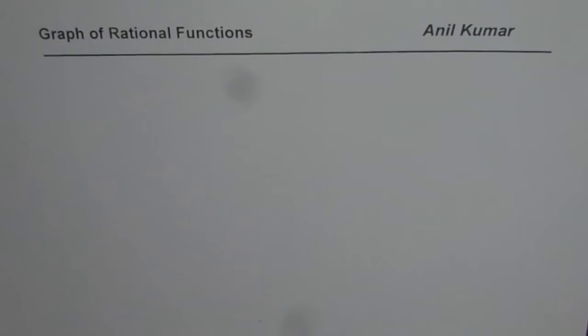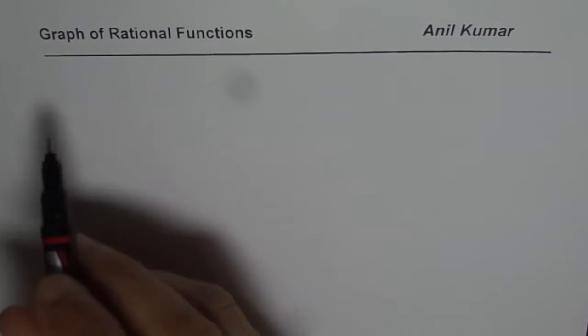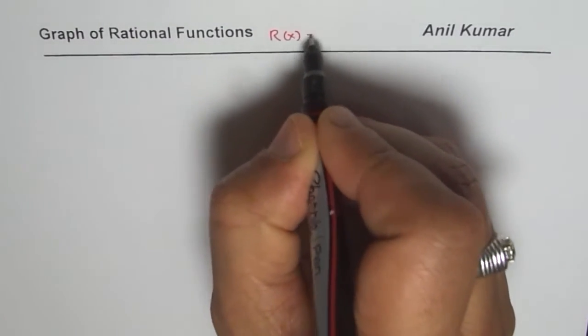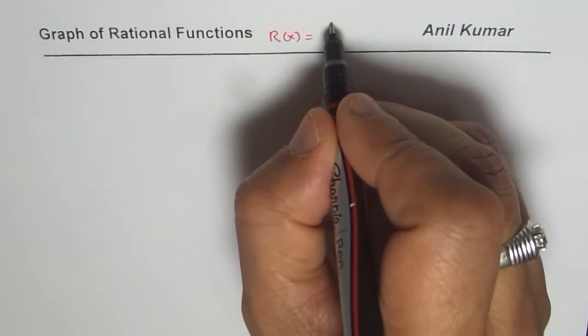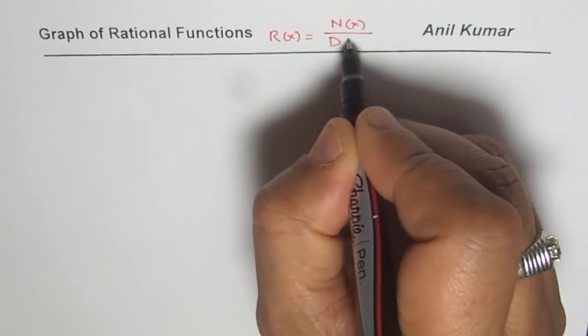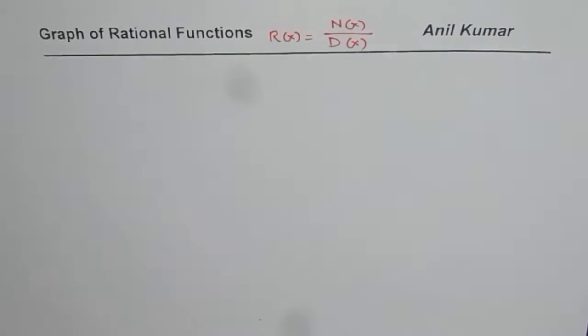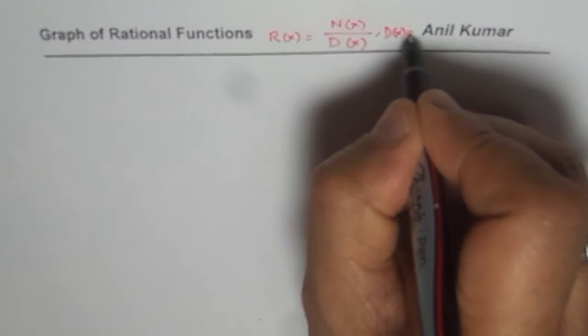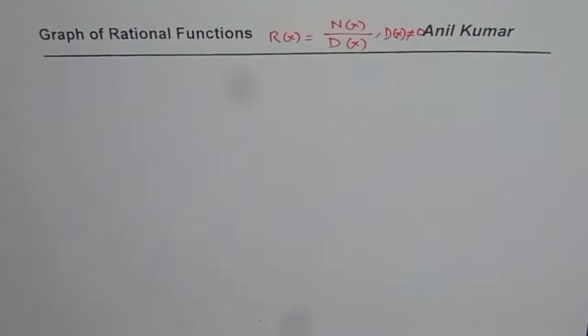I'm Anil Kumar, and in this particular video, we have a different approach to understand possible graphs of rational functions. When we say rational functions, we mean the form r of x, which is a ratio of two polynomials. I prefer to use n of x and d of x for the numerator and denominator, and of course d of x is not equal to 0.